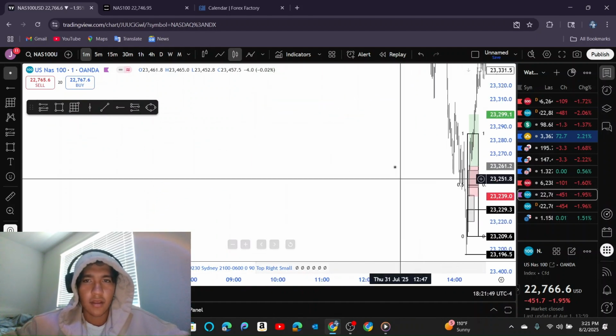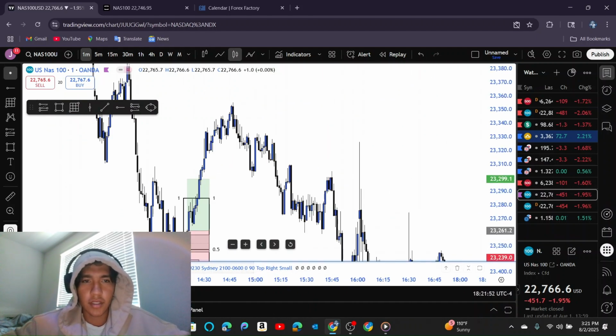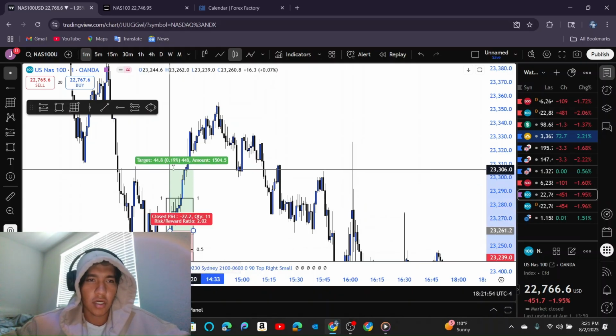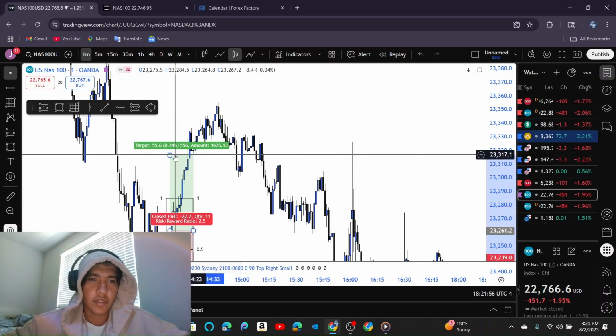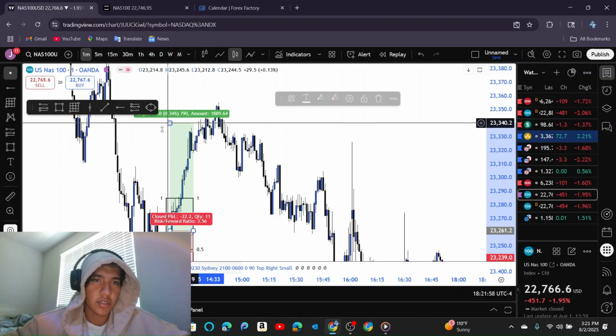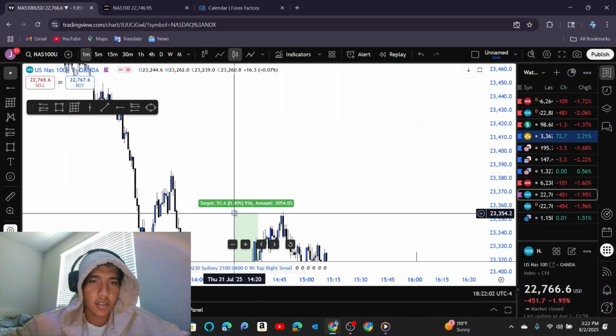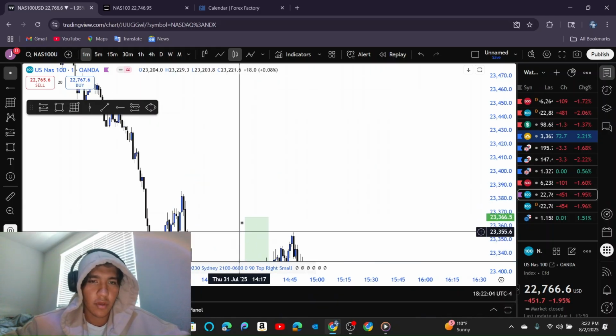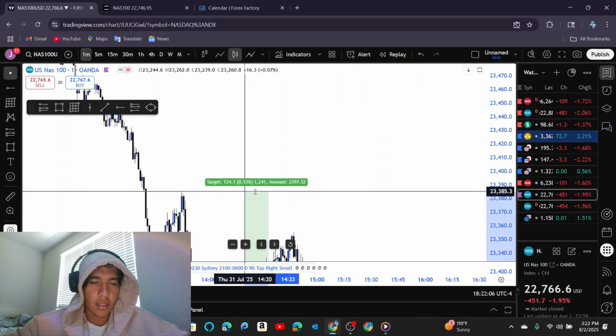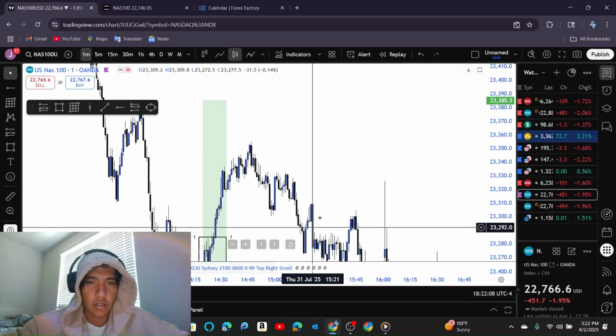But either way, we could target literally all these draws. This is a draw, boom. This fair value gap's a draw, boom. This fair value gap's a draw, boom. This fair value gap's a draw, boom. This fair value gap's a draw, boom. And this high is a draw.